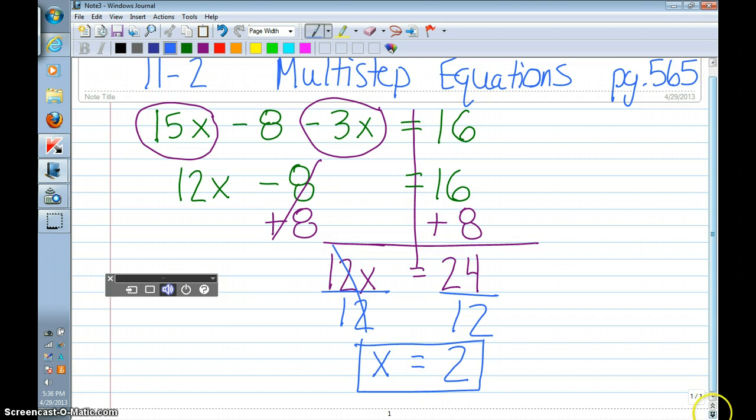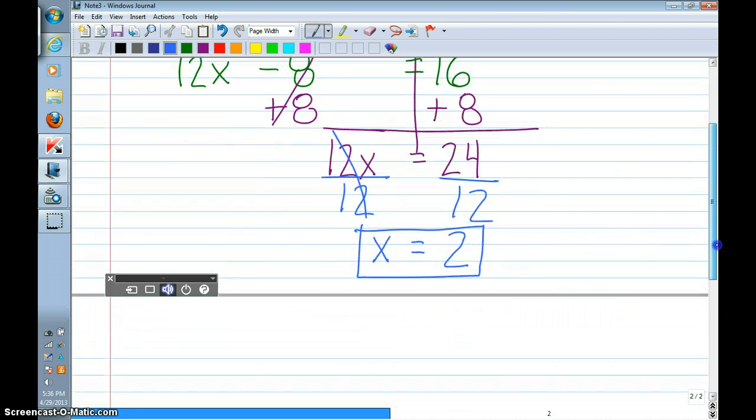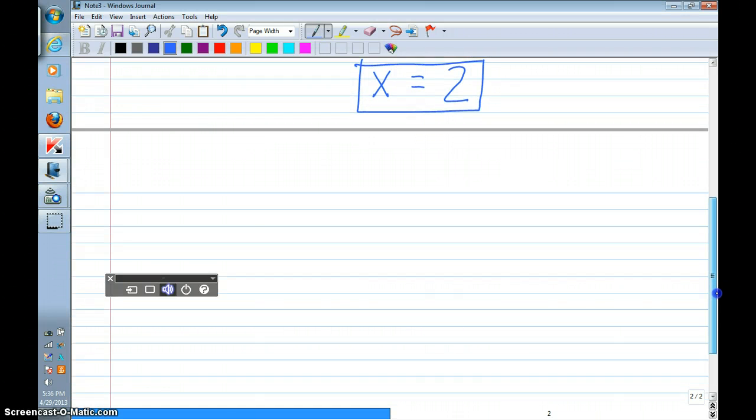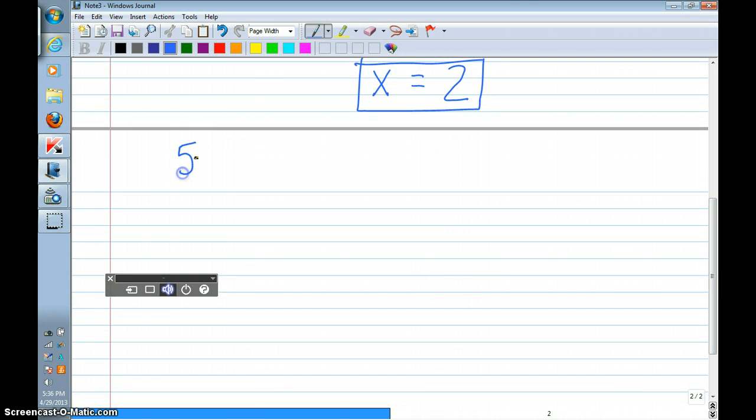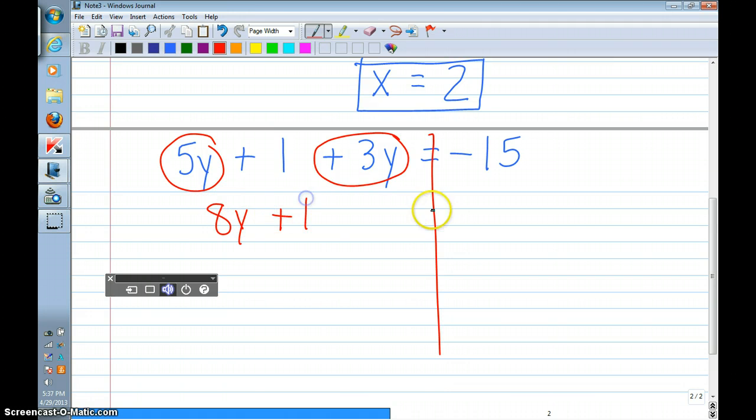Okay, I'm going to try one more like example one where I have to combine like terms and then solve for the variable. So let's try this one: 5y plus 1 plus 3y is equal to negative 15. Again, I always like to draw my line down. First step, combine like terms. And notice how I include the sign in front of it. That always goes with it. So I'm left with 8y plus 1. On this side, I still have a negative 15.